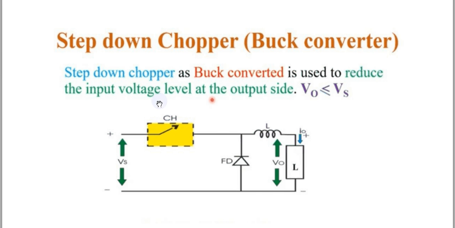Step down chopper, or buck converter, is used to reduce the input voltage level at the output side, which means the output voltage is less than the supply voltage. It is called the step down chopper or buck converter. Buck means step down the voltage.